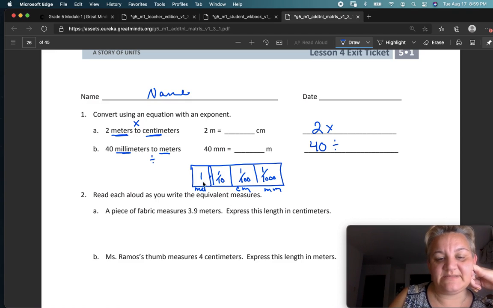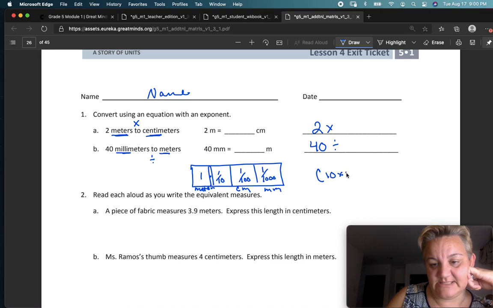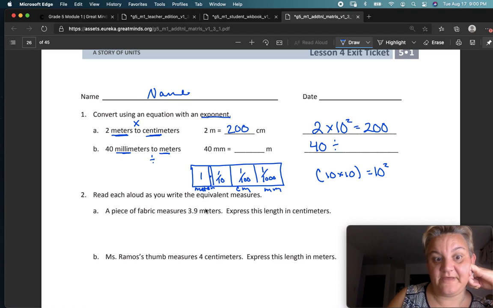So meters to centimeters, meter to centimeter goes 2 spaces over. So that means I need to multiply by 10 times 10. Or, in this case, I'm going to use an exponent because it asked me to use an exponent, so I'm going to write it as 10 squared. Okay? So 2 times 10 squared equals 200. I hope you got that right.